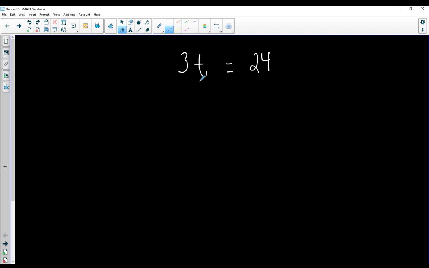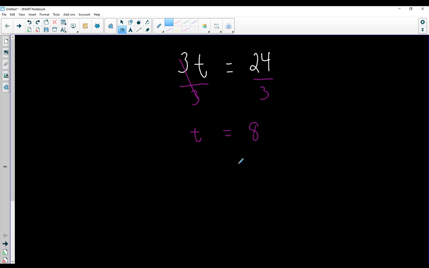Remember, we are going to isolate by doing opposite operations. What is happening to t? It's being multiplied by 3. So we're going to divide by 3, which is the opposite. What I do to one side, I must do to the other. This will cancel. 3t divided by 3 leaves you with just t. And 24 divided by 3 is 8.